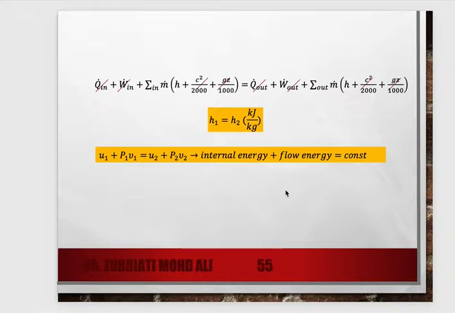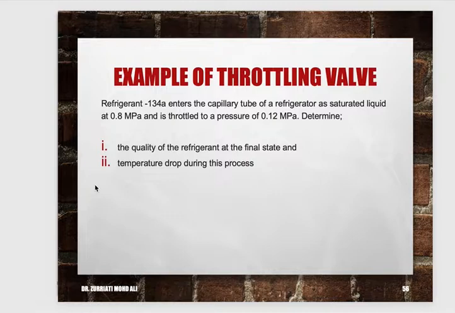How about the SFEE? Okay, with all these characteristics, we can reduce the SFEE to this equation. From this equation, we can see that the enthalpy at the inlet of the throttling valve is equal to the enthalpy at the outlet of the throttling valve. And then we can expand the enthalpy equation to U1 plus P1 V1 is equal to U2 plus P2 V2. Okay, next we go to the example of the throttling valve.